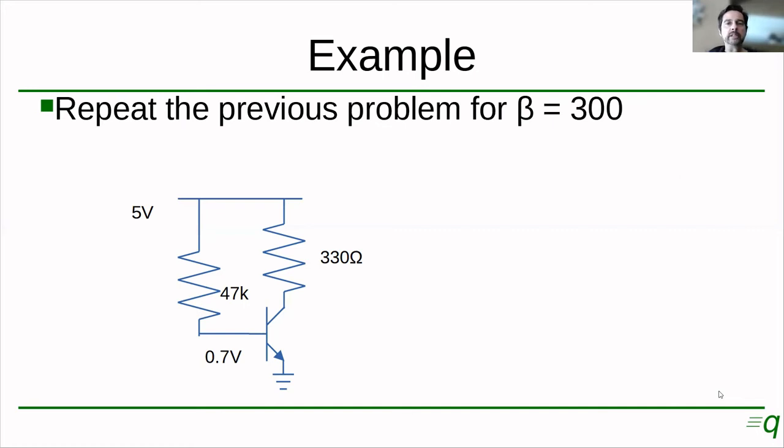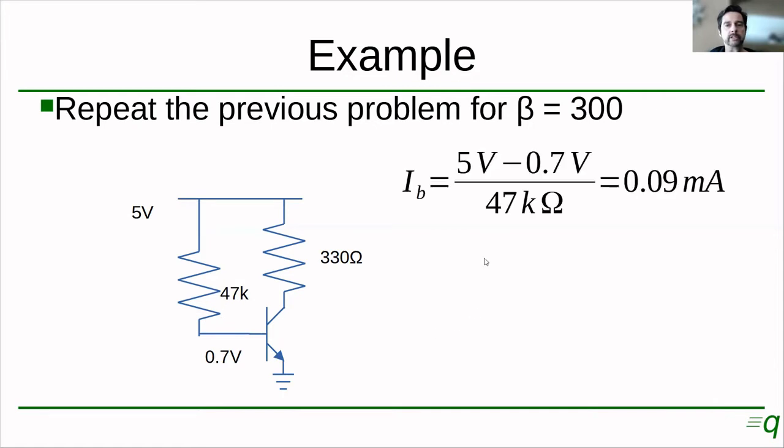Now let's repeat the previous problem, same circuit, but let's assume beta is 300 now. Again, the base current is going to be 5 volts minus 0.7 divided by 47 kilo ohms. So nothing changed there. It's 0.09 milliamps.